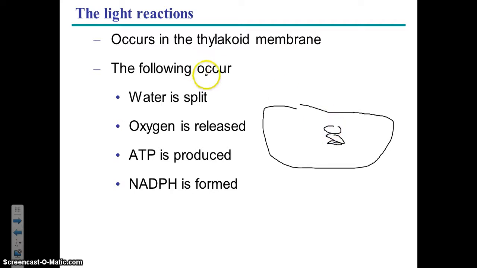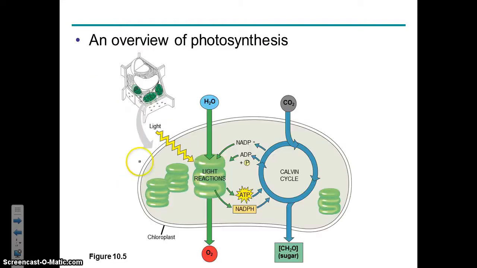In the light reactions, the following four things occur, and we're going to see how they occur. Water is split, and when water is split, oxygen is released, and then ATP is produced, and something called NADPH is formed. NADPH is an electron carrier, very similar to NAD plus in respiration.